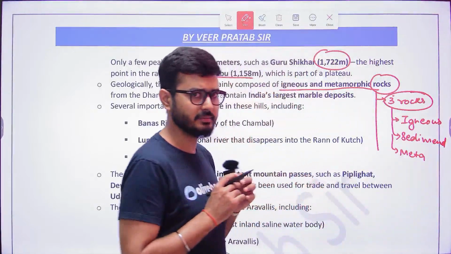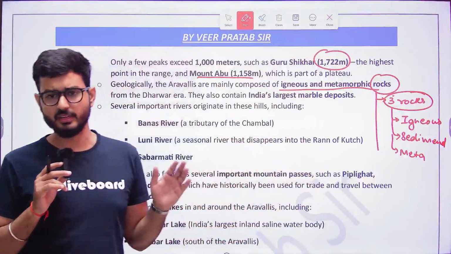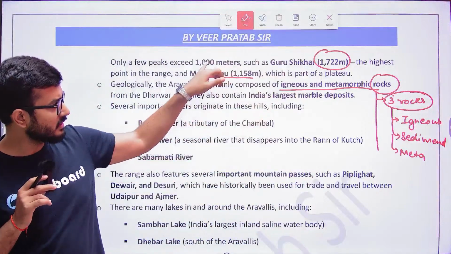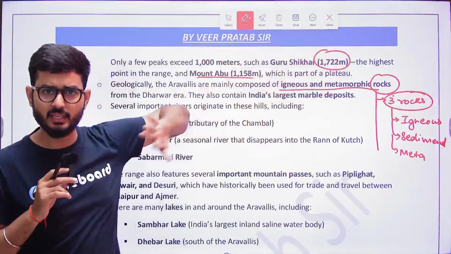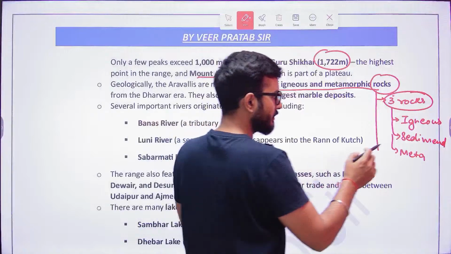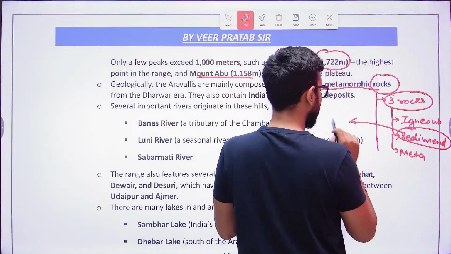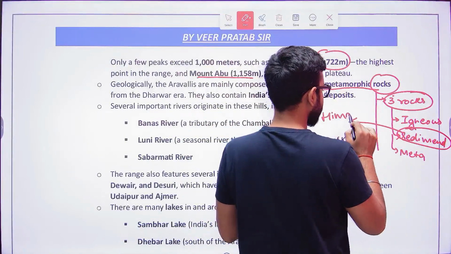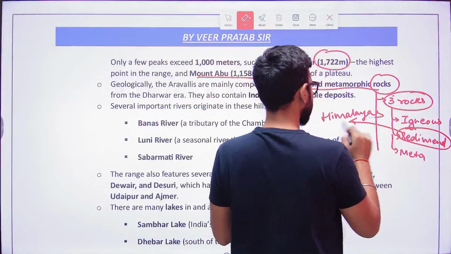Okay, so there are three types of rocks: igneous, sedimentary, and metamorphic. From these, igneous and metamorphic are found in the Aravalis. When we talk about the sedimentary rocks, they are found in the Himalayas.